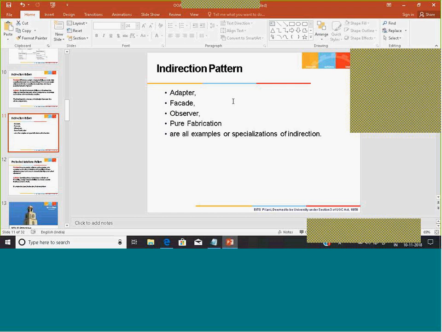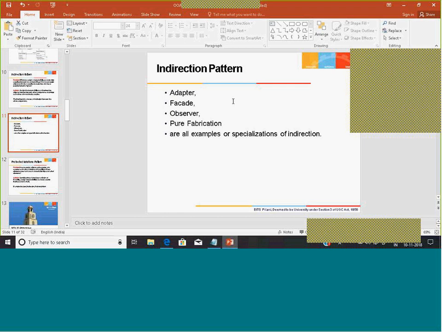That means you are introducing an object which is reducing the coupling between two particular objects. So this is how the observer pattern is an example of an implementation of the indirection pattern as well.